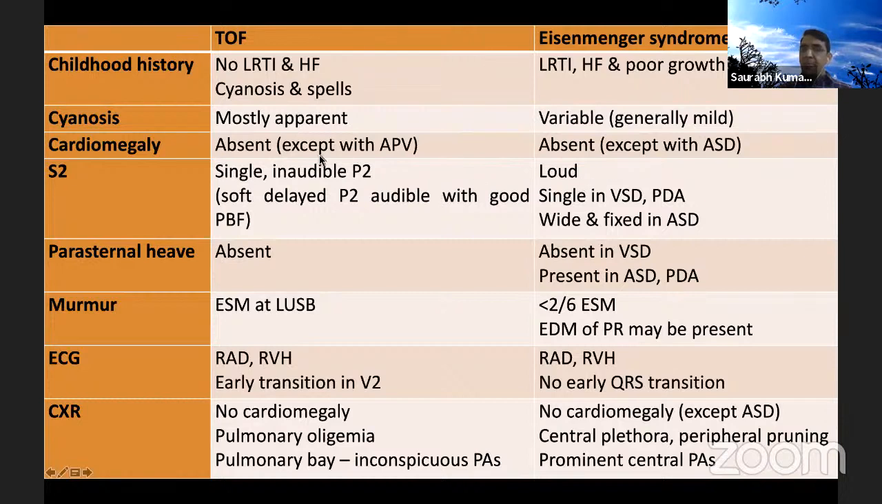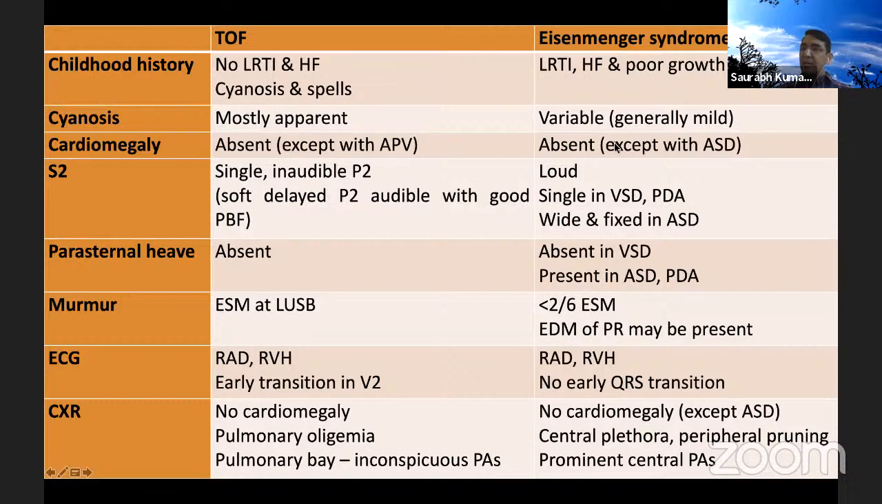Just to emphasize, S2 is very important in making this distinction. As we can see over here, in TOF type of situation, S2 is generally single because of inaudible P2. It is generally a soft, delayed P2 which is not audible because of significantly reduced pulmonary blood flow, and this reduction in audibility of P2 is also accentuated by malposition in conditions like congenitally corrected transposition of great arteries.